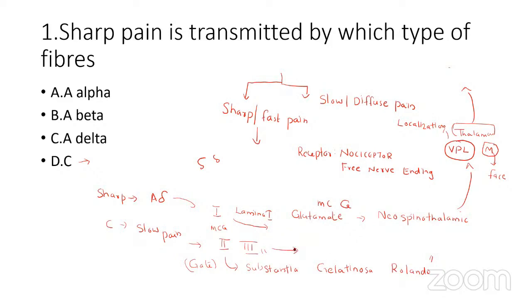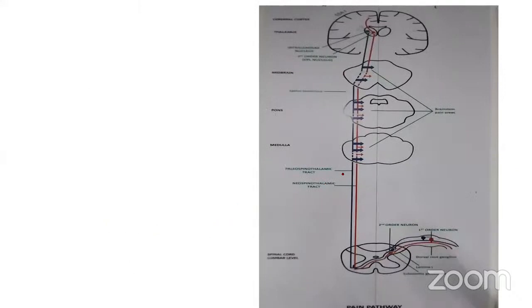From here, the neurotransmitter is different. It is substance P. For diffuse pain, it is substance P more than glutamate. From here, it terminates in lamina 5 and then goes to three different areas of the brain. In the midbrain region, this tract is known as the paleo-spinothalamic tract. For the diffuse pain, it is the paleo-spinothalamic tract. It goes to three different areas.